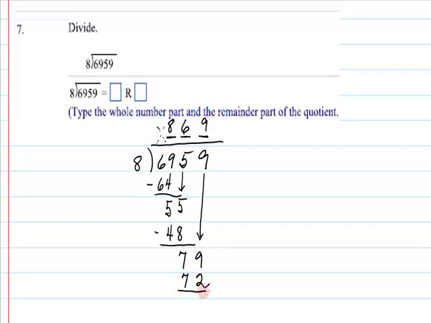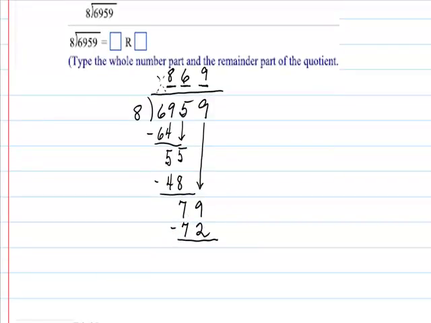You can see how very important it is to just know your multiplication facts. And when I subtract, I get a 7. That's my remainder. Remainder 7. You know it's the remainder because there are no more numbers to bring down, and it has to be smaller than the divisor. So my answer is 869, remainder 7.